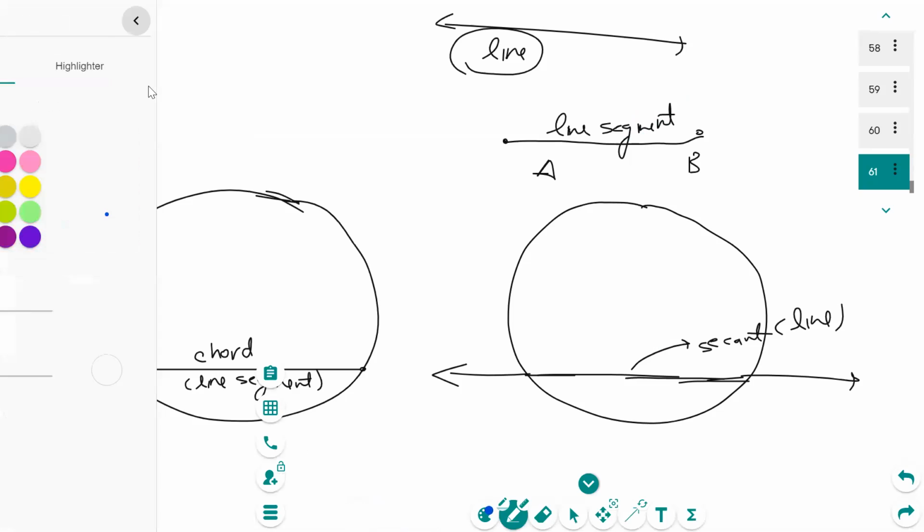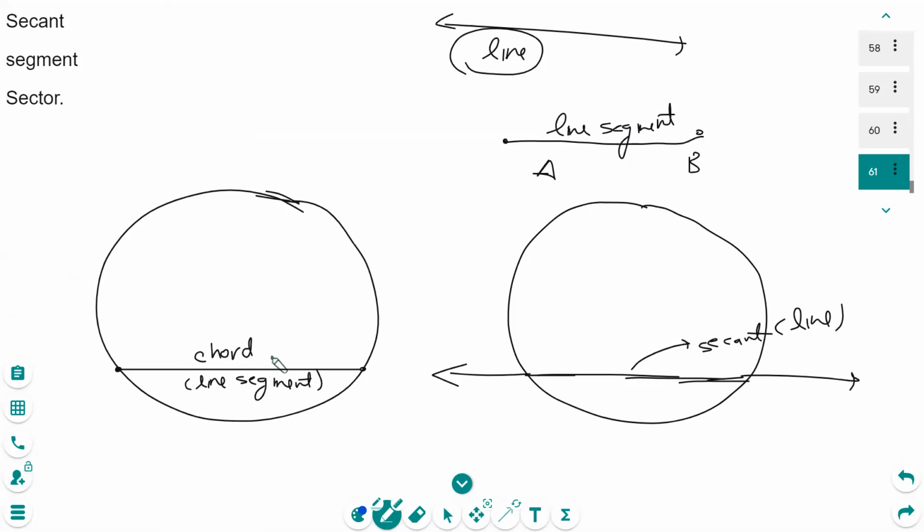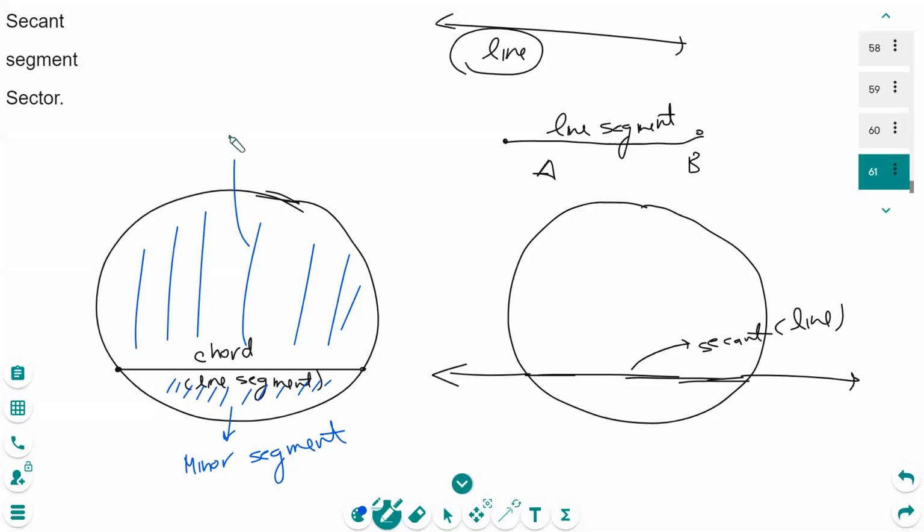Obviously, if you divide the circle into parts, you will get certain parts. What are these parts called? See, this part right here is called a segment. To be more specific, this part will be called the minor segment, and this part right here will be called the major segment.